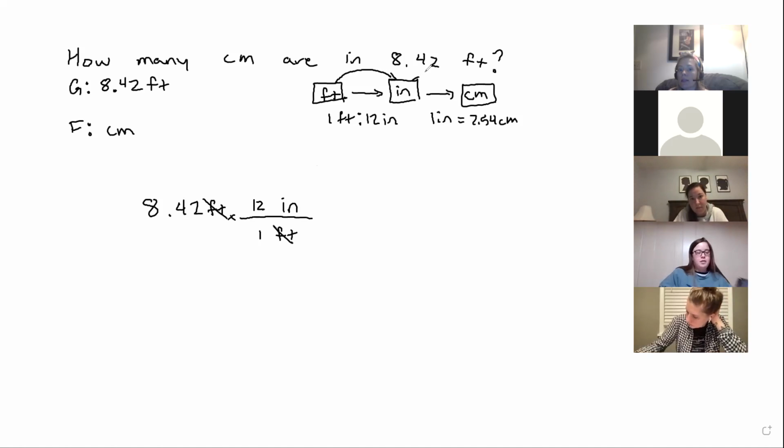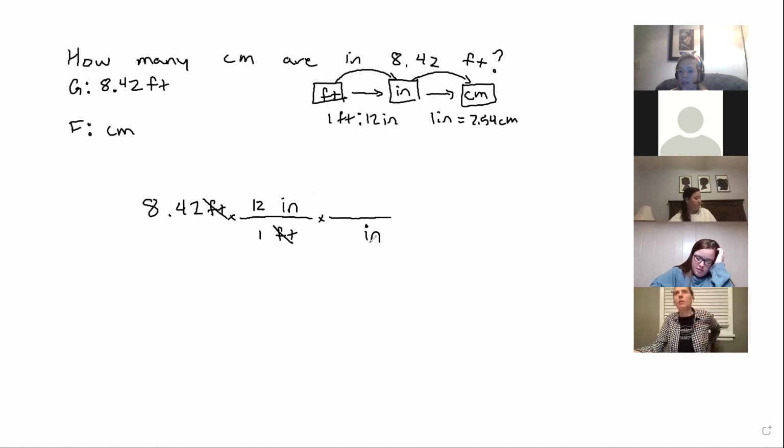So now I want to go from the second box to the third box. We don't care about feet anymore. Feet have disappeared. We're in inches. Inch is on top, but do I want to end up with inches? No. So in this second conversion, inch needs to go on the bottom, and when inch goes on the bottom, centimeter goes on the top. Let's add our units: 1 inch for every 2.54 centimeters. Look at that, inch disappears. It's like it never happened. And then you'll just be left with the unit of centimeter.